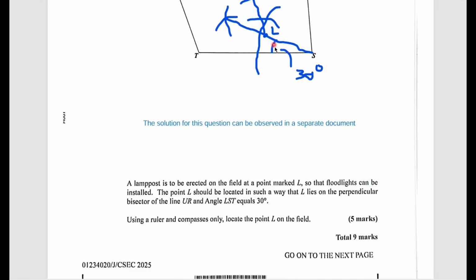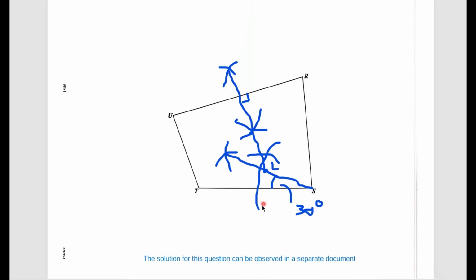The angle LST is 30 degrees. So what we need to do is construct a 30 degrees angle, and we all know how to do that. Put the pointed end of the compass at S. Scribe an arc to cut TS. Put the pointed end of the compass now here, keeping the same width of the compass. Scribe an arc to cut the first arc. Then put the pointed end of your compass where both arcs intersect, and scribe a third arc.